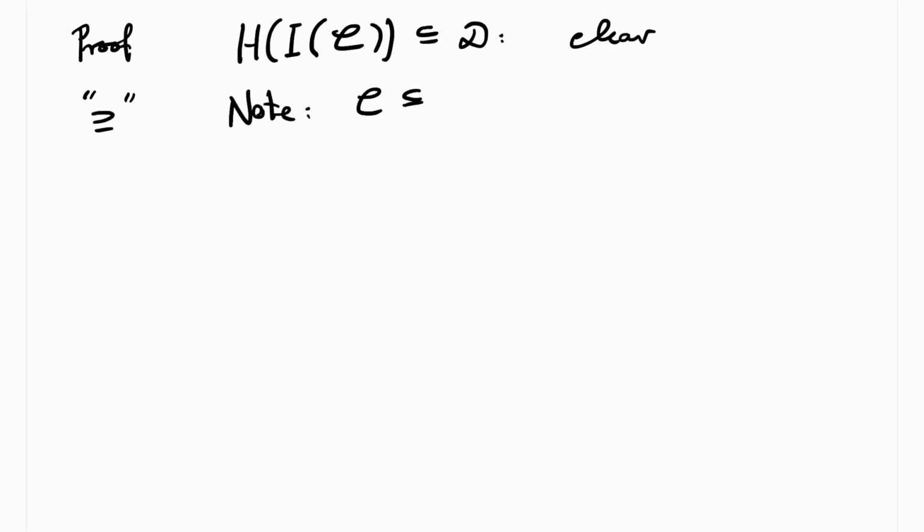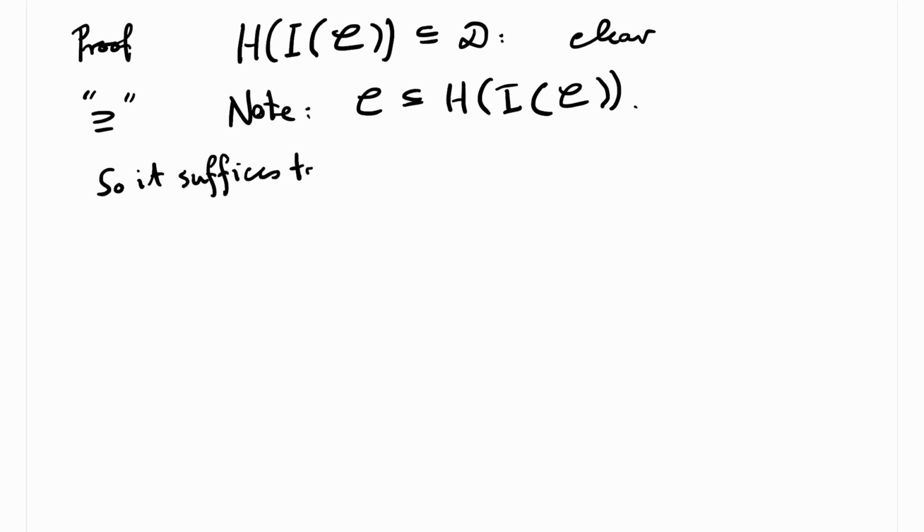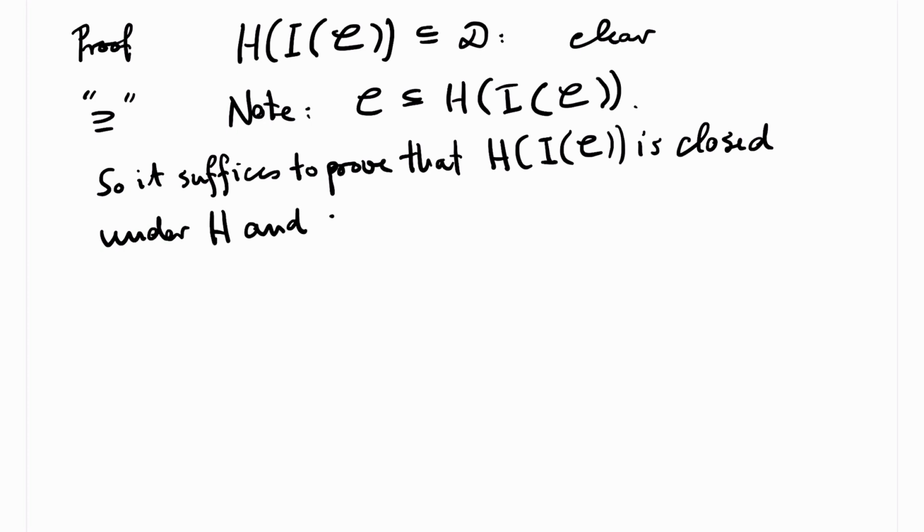One inclusion in the theorem is trivial. If we can obtain a structure by taking first I, then H, then we can also get the structure by taking I and H as many times as we want. For the reverse inclusion, first note that H of I of C contains C. This is because every structure PP interprets itself and every structure is homomorphically equivalent to itself. So this is clear. So it suffices to prove that the class H of I of C is closed under both H and I, because D is the smallest such class.